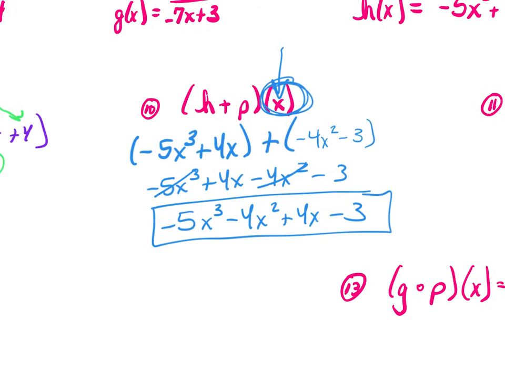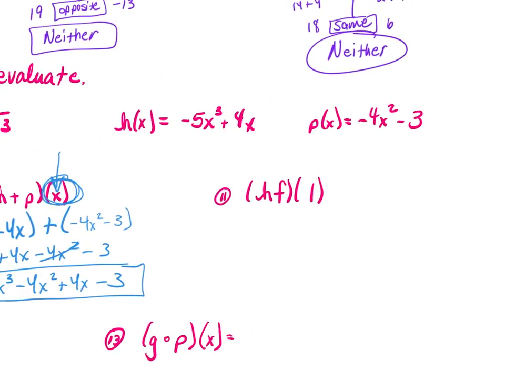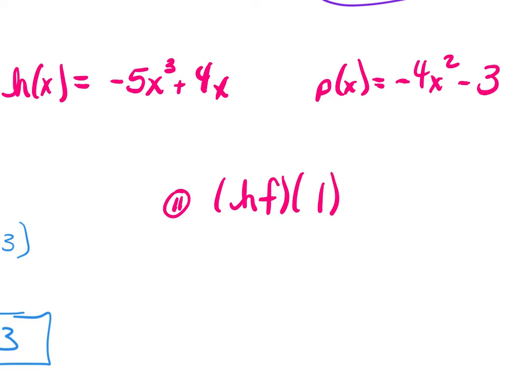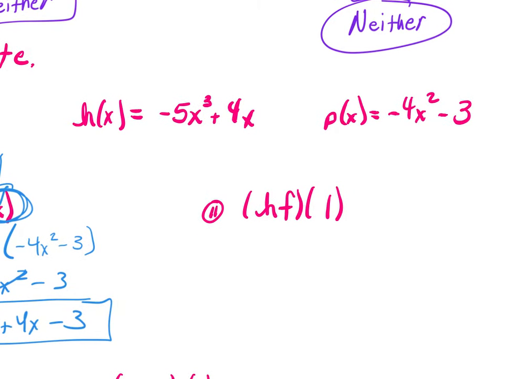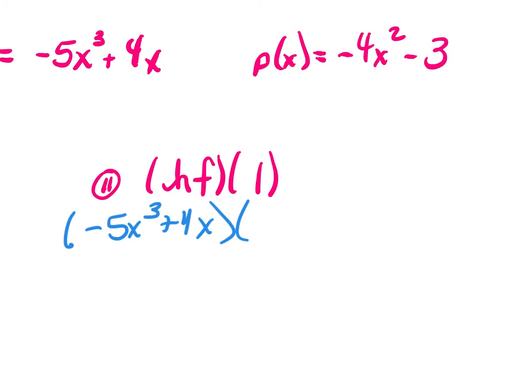Do you guys see the difference between those two questions? Yes or no? Okay. Lastly, what do they want me to do with H and F? They're stuck together. They want me to multiply them. So I'm going to take negative 5x cubed plus 4x times 2x squared plus 3x plus 4. Big multiplication problem. Take the first term and distribute it to everything.